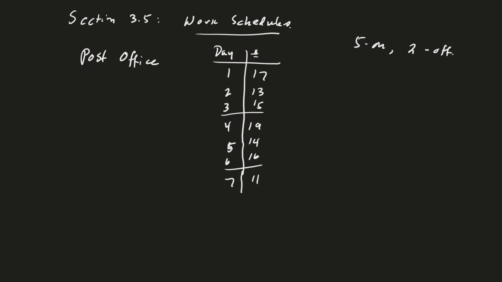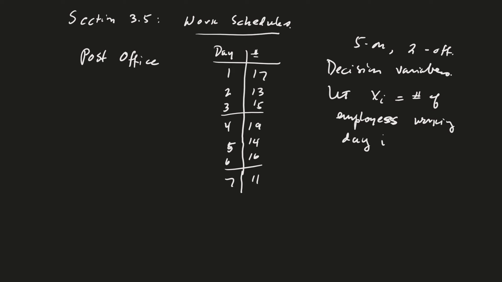Okay, so how would we define our decision variables? Well, how about if we let xi be the number of employees working day i? That doesn't seem right, does it? Because, for example, you could just let x1 be 17, x2 be 13, x3 be 15, and so on. So what am I not taking into account here? I'm not taking into account this 5 on 2 off schedule. So I need to change this to account for that.